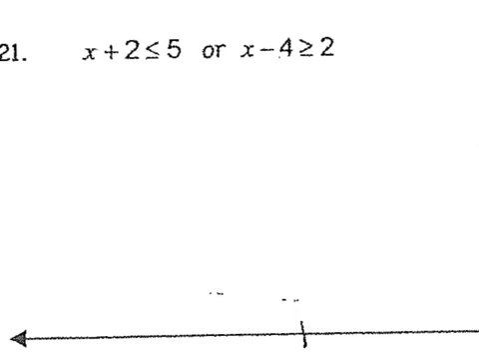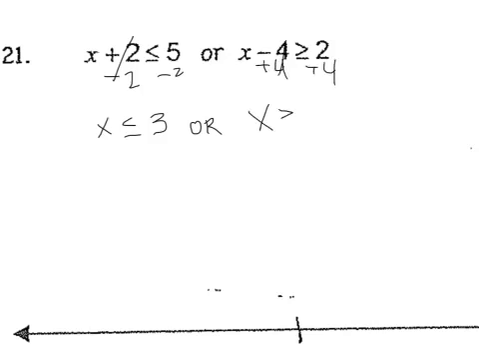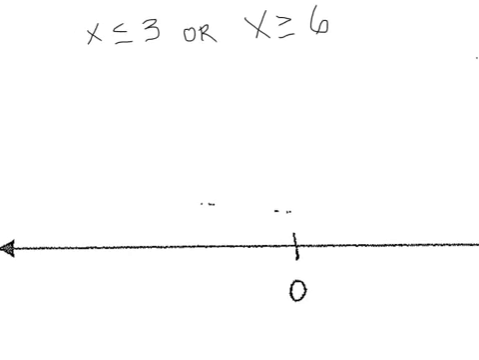We're at 21, which is another compound inequality. It has 2 parts, so we're going to subtract 2 from both sides. So we get x is less than or equal to 3, or we're going to add 4 to both sides, and we get x is greater than or equal to 6. This is going to be similar to the last one in that it has 2 parts, but these are going to be opposite directions.